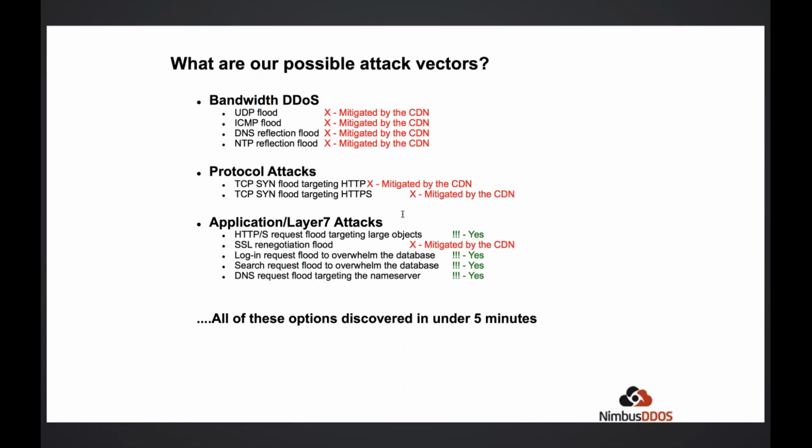Now the bad news is that there's still plenty of attack vectors available, and this is only what we discovered in 5 minutes. So I just want to quickly talk about each one of these categories. A bandwidth DDoS attack is generally the first type of attack that an attacker will try, and the reason is that its effect is pretty much universal on almost all organizations, and they tend to be trivial to launch. The reason these work is that most organizations have a finite amount of network capacity.